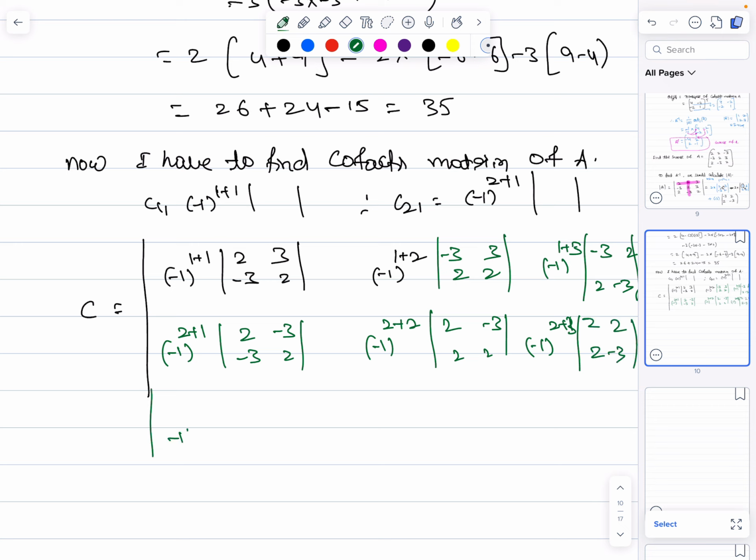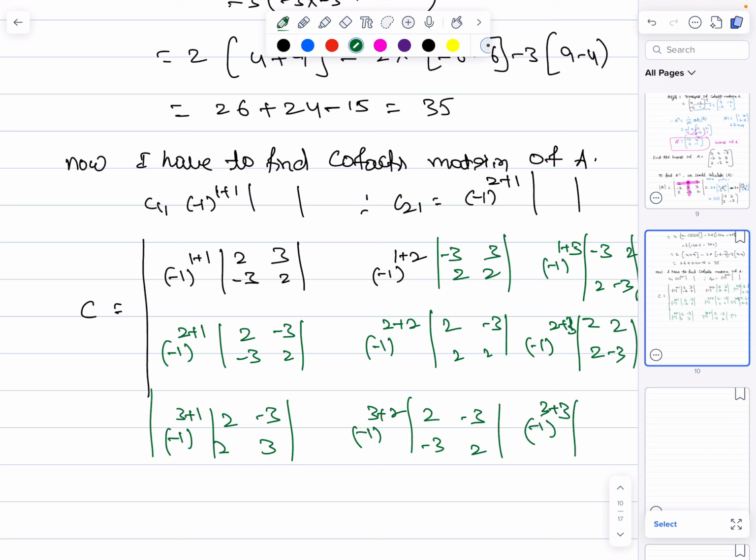Similarly, the last one, minus 1 whole power third row first column, is by ignoring that you have a matrix 2 minus 3 and then 2 3 whose determinant is this one, and minus 1 whole power 3 plus 2, and by ignoring minus 3 in the third row and the corresponding second column you will be getting 2 minus 3, minus 3 2, that is your matrix, and then last one is third row third column, that is giving 2 2 and minus 3 2. After simplifying this you are getting a matrix.